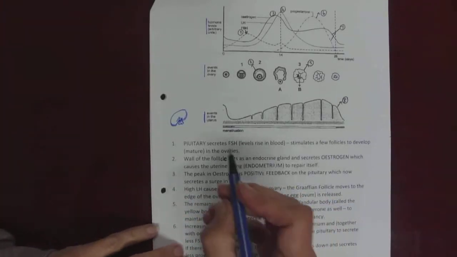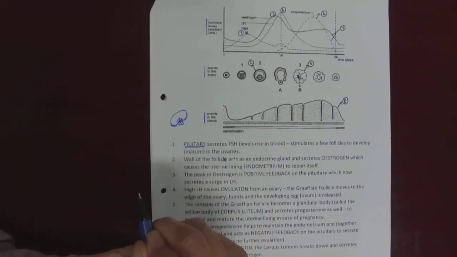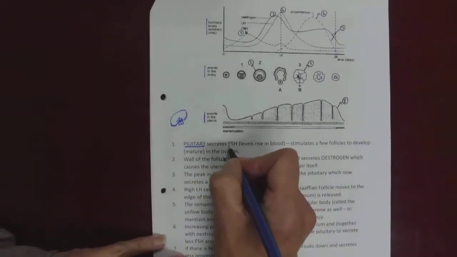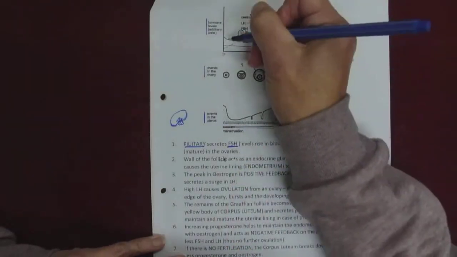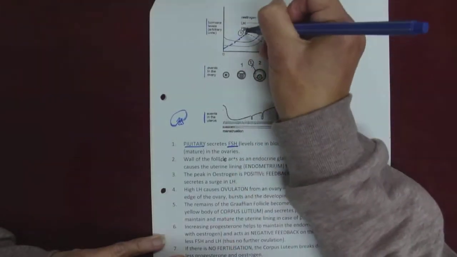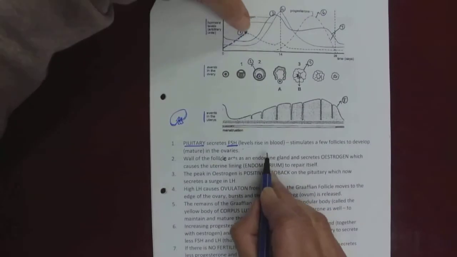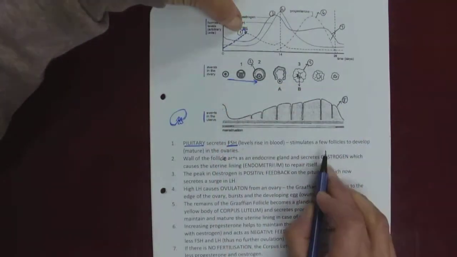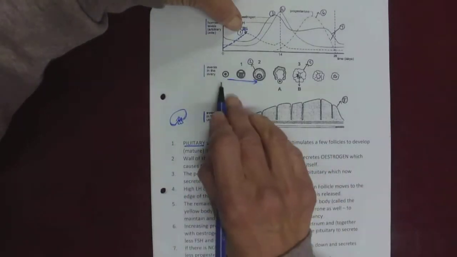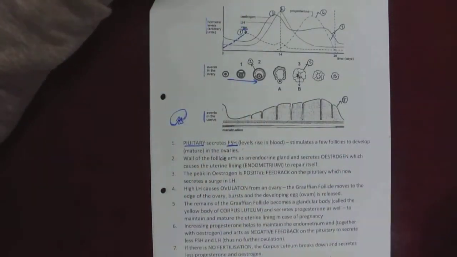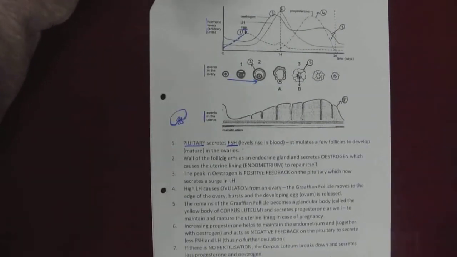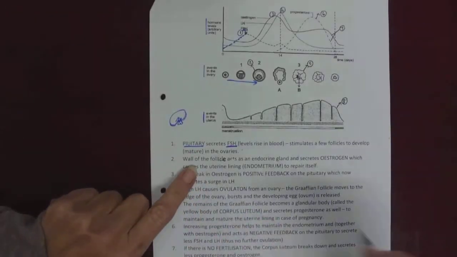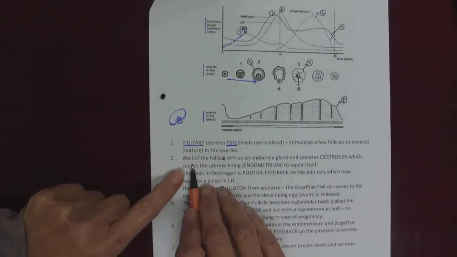Okay, so if we look here, the pituitary gland, the hypophysis, which you don't really need to know, secretes FSH. So I'm going to color that in blue. So there's FSH, and you can see how that level rises in the blood, and that's going to stimulate some of the follicles to start developing. They mature inside the ovaries. So usually a couple of follicles mature, but then only one becomes a mature Graafian follicle, and then ovulation takes place.